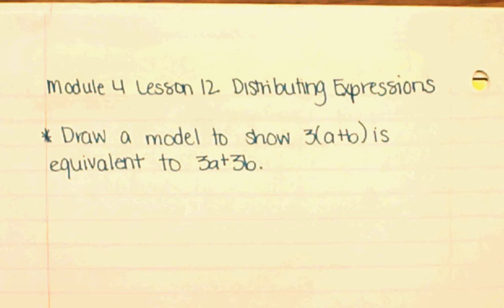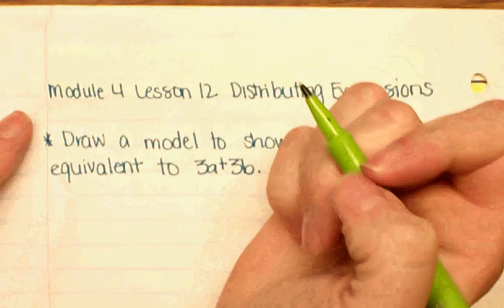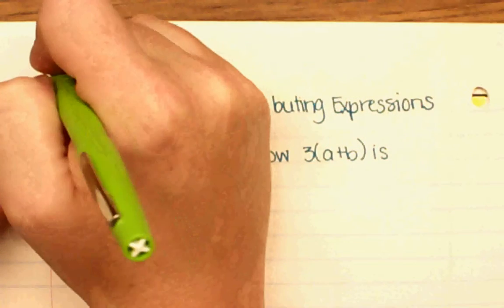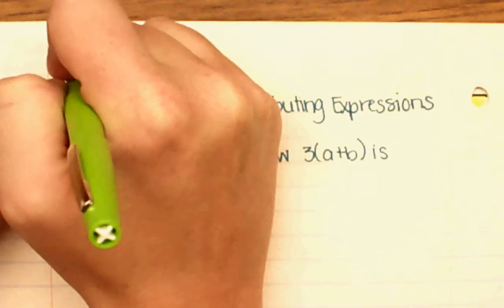Today's lesson is Module 4, Lesson 12, Distributing Expressions. Before we get started, I want to quickly review how to draw a model when you see a multiplication problem. So I'm going to go ahead and do it at the top. We are going to do a model for 2 times 5.